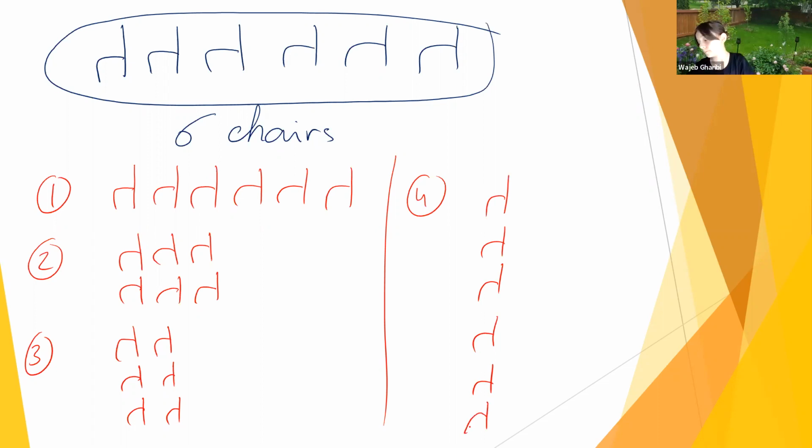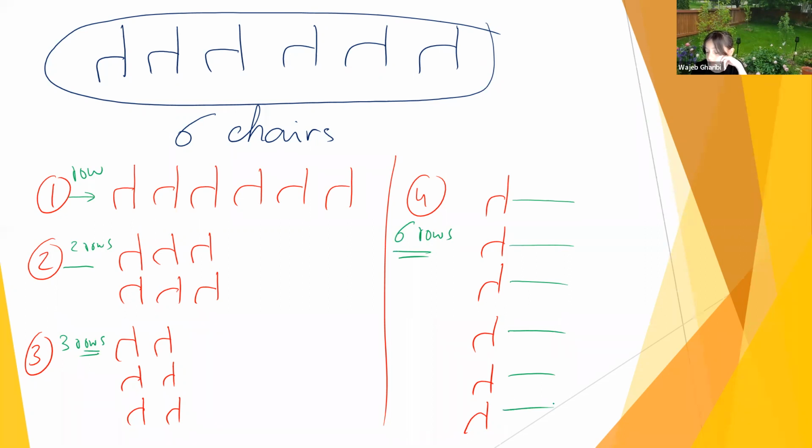So look at here, please, Maria. See the first, this is 1 row. Here, 2 rows, every row has 3, and this is the 3 rows. Every row has 2, and here we have how many rows? 6 rows, and every row has 1 chair. This is one row, one row, one row, one row, one row, and every row has one chair.